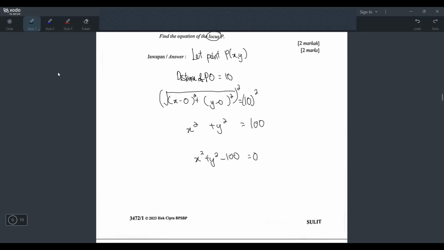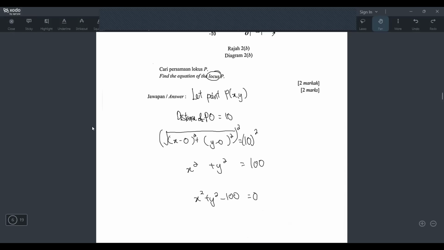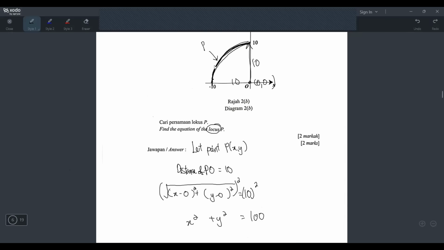And this equation is the equation of the circle. The x squared plus y squared minus 100 is the equation of this curve, the circle, right? So this is the answer, and you get 2 marks. Okay, let's continue.